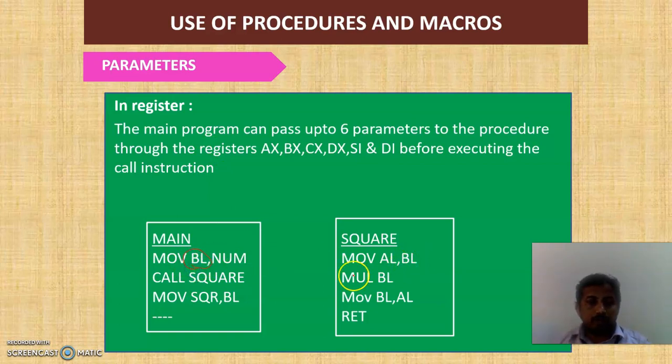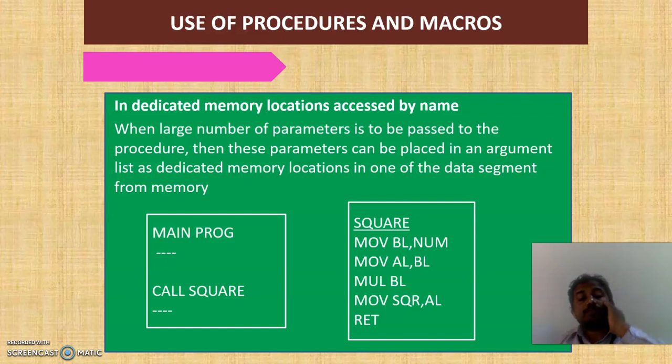So I'm taking in a value which has been passed from here into the BL, into the AL. Again, I have gone to the squaring, and the value is there as a main number going back into the BL and sending back to the main program. So here I'm using a register BL for passing on the values from the mainline program to the subprogram. This is the first one.